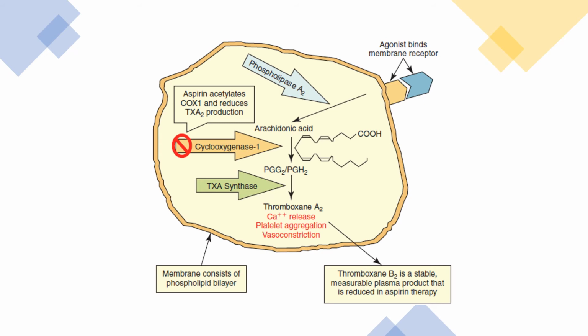However, if the person is taking aspirin, this aspirin can block cyclooxygenase. Therefore, the arachidonic acid cannot be converted into prostaglandin, and thromboxane A will not be activated. So this will affect the function of the platelets.